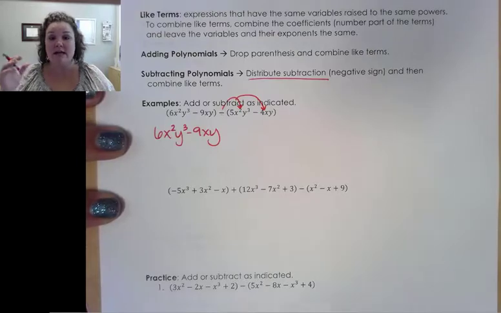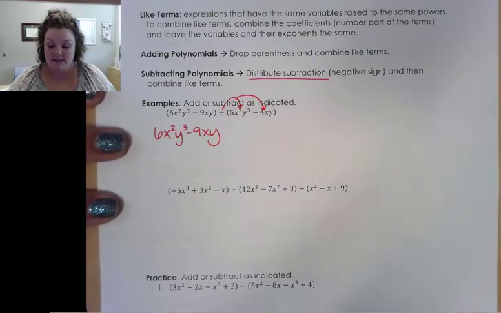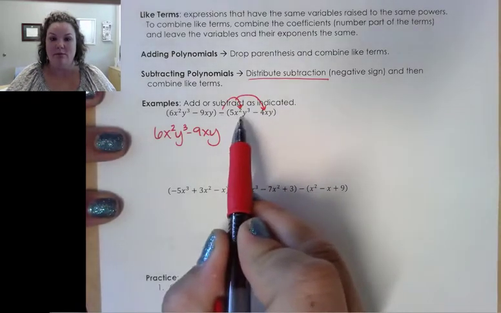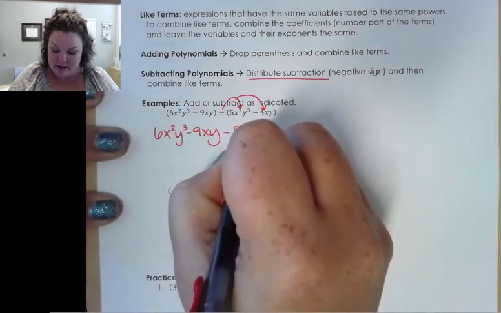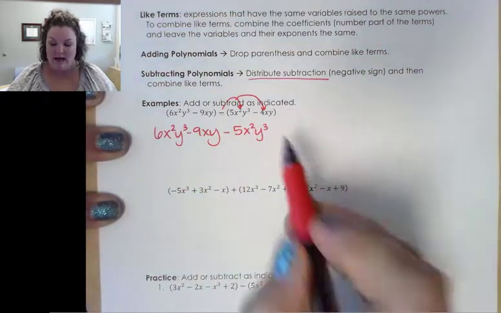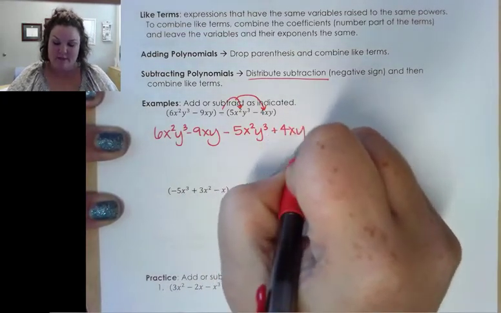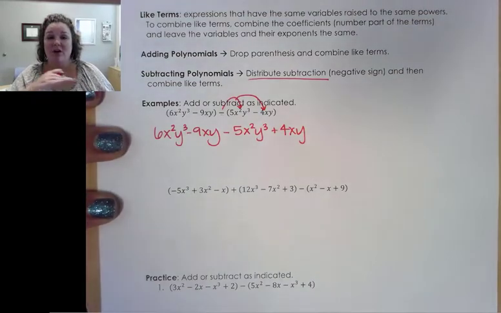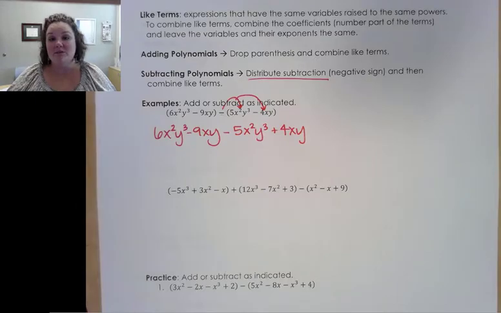Okay, so you can think of this as distributing a -1. You can think of it as just doing the opposite. Either way, what it does is it changes the signs of the terms within that polynomial. So this term is now going to be a -5x squared y cubed, and the second term is going to be a positive 4xy. Okay, and then once we have it all written out with no more parentheses, then all we do is combine like terms.